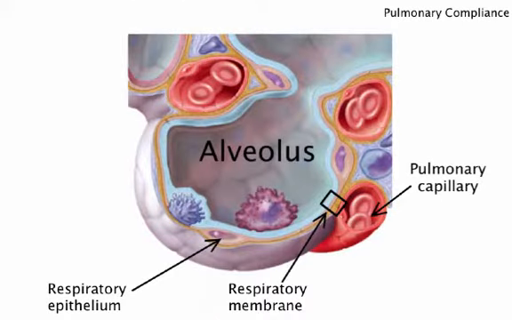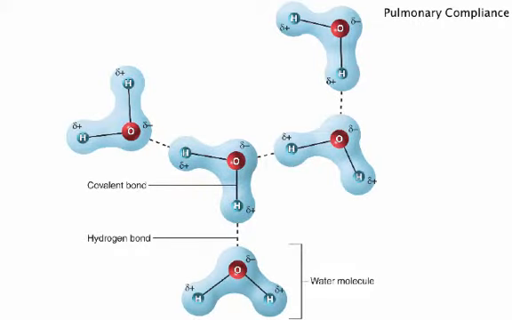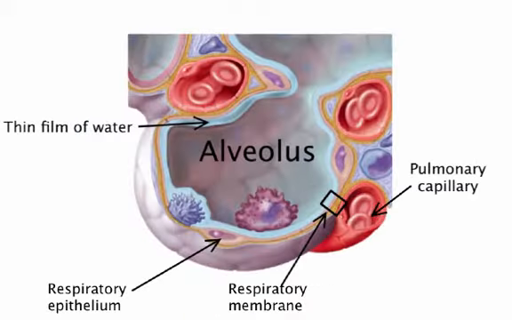The respiratory epithelium is coated with a thin film of water, which is necessary for gas exchange. However, water molecules are attracted to each other by hydrogen bonds, creating surface tension. Left unchecked, parts of the airway would collapse with each expiration and would strongly resist reinflation. However, there is a solution.